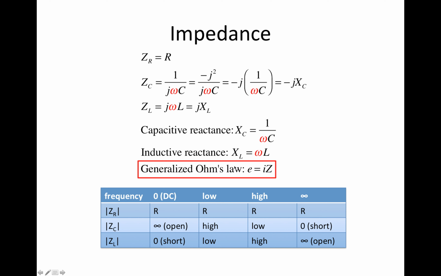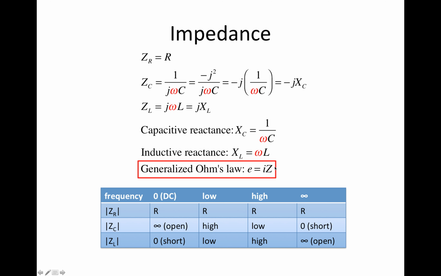voltage by the current. So the voltage E equals the current I multiplied by the impedance Z. We can call this relation the generalized Ohm's law. Sometimes people just neglect the word generalized and still call it Ohm's law, but it doesn't really matter. So we can use the impedance just like the resistance.